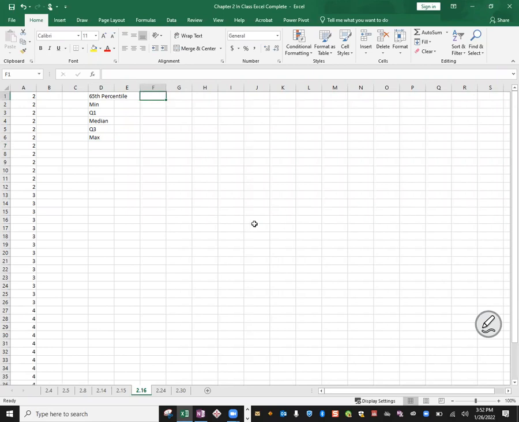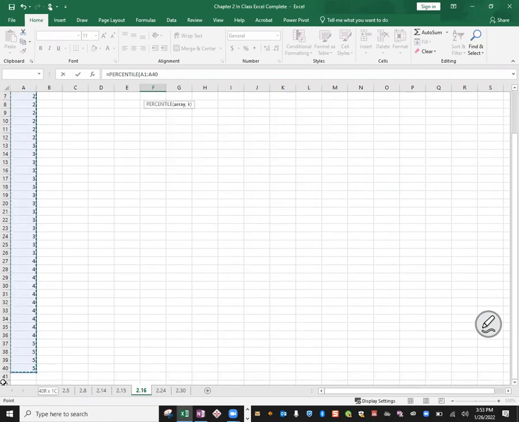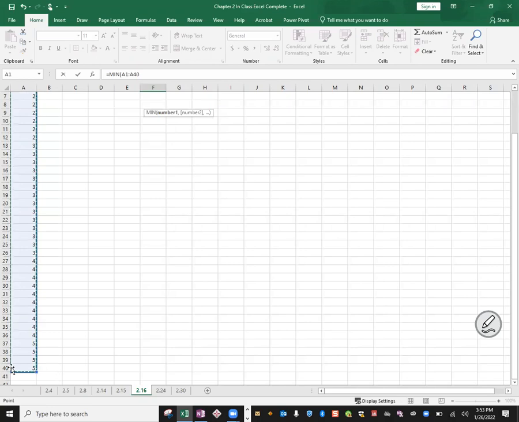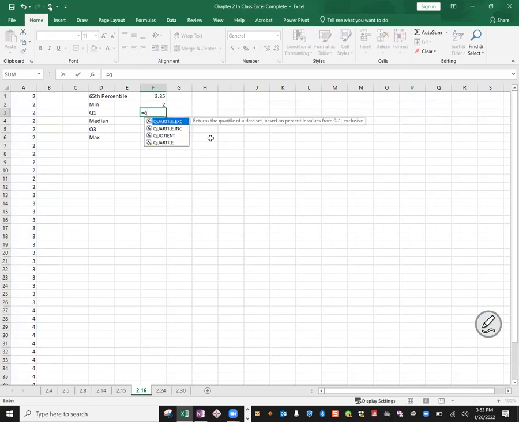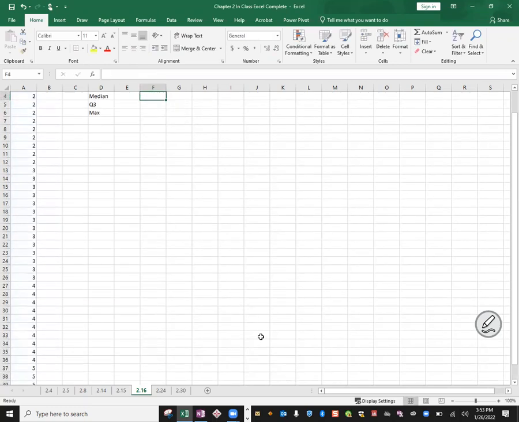So for the 65th percentile, we're going to do equals, and again, percentile. We're going to highlight our values, comma. Again, we need to put it in decimal form, so we want the 65th, so that's 0.65. Then we close our percentile, and we get 3.35. We can find our minimum the same way that we found it earlier when we did our 5-number summary, by typing the command min. We can find our quartile 1, highlighting all the values we want to find the quartile of, and then putting 1 and enter.